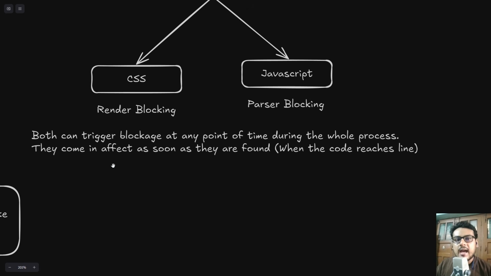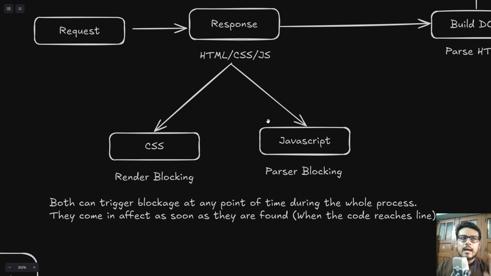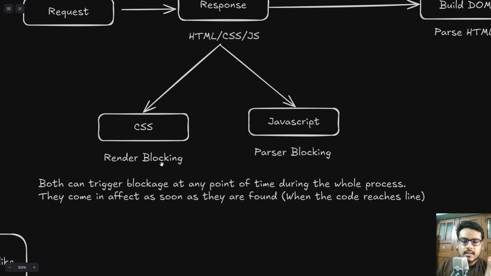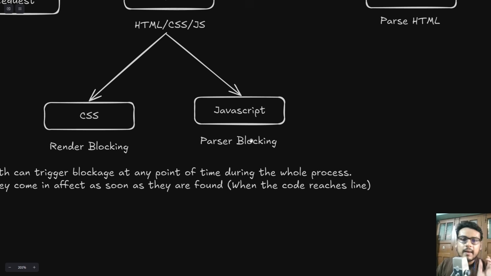They come into effect as soon as they are found, when the code reaches the line. So imagine you got the code, and inside it has HTML, CSS, and JavaScript, and the order can be anything. They might have inline CSS, external styles or inline styles, and in the JavaScript also they might be using inline JavaScript, or importing it, or using a CDN. There are n number of combinations possible. Over here just try to understand that CSS is render blocking, JavaScript is parser blocking.